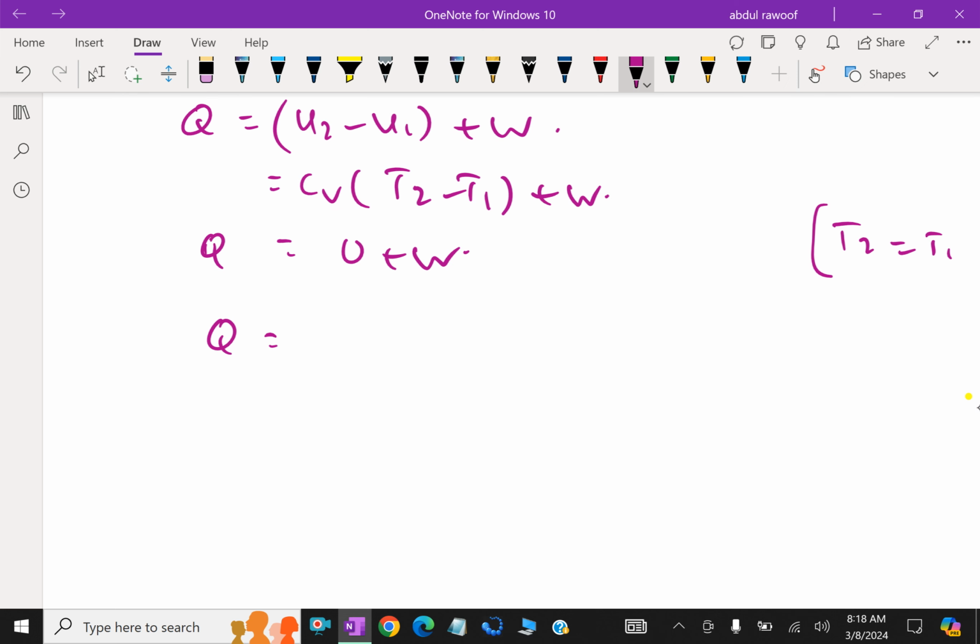When Q equals work done, we can write it as the integral from 1 to 2 of P dV. In this case, PV equals constant, so P equals C by V. We apply this here, therefore Q equals the integral from 1 to 2 of C over V dV.